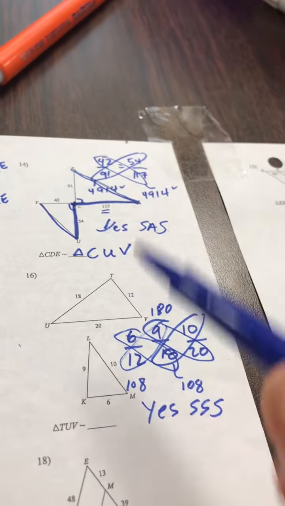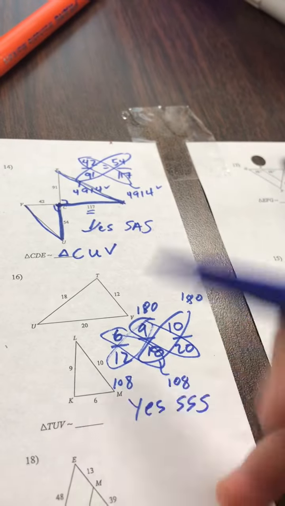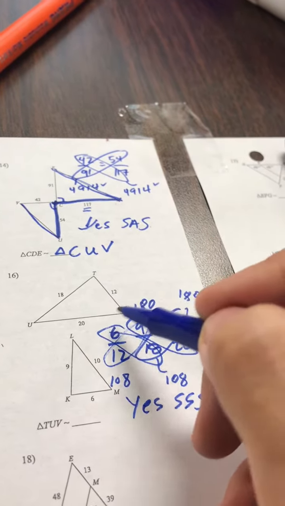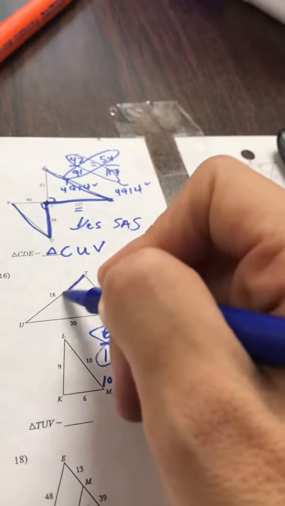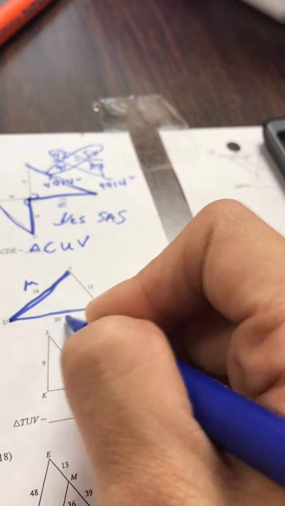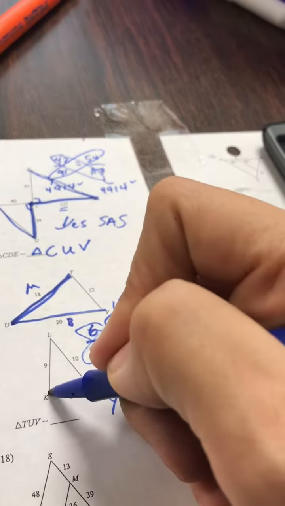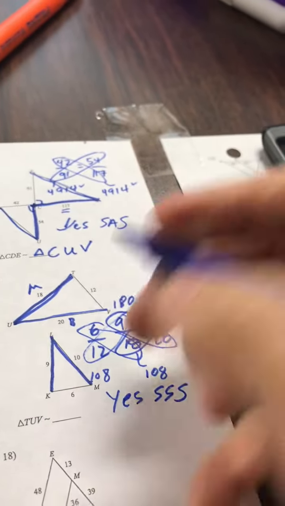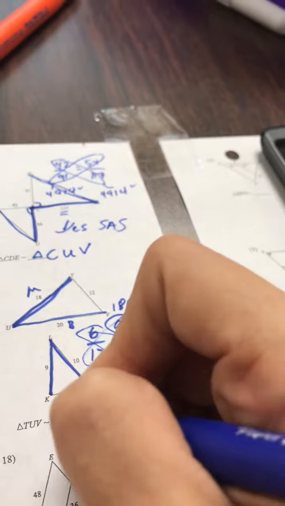Let's name it. TUV. They went across the medium side and then the big side. So we want to do the same thing. We want to go across the medium and then the big. So we go KLM.